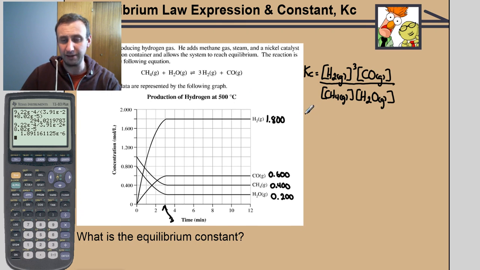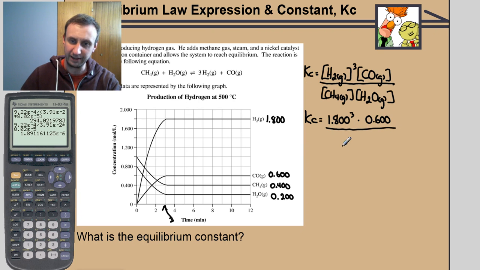So let's plug it in. Let's figure out what the equilibrium constant is. So Kc is equal to my H2 number to the power of 3. So 1.800, I'm going to cube that, multiplied by CO gas, 0.600, that's to the power of 1, divided by CH4, 0.400, also to the power of 1, and H2O, 0.200 to the power of 1.